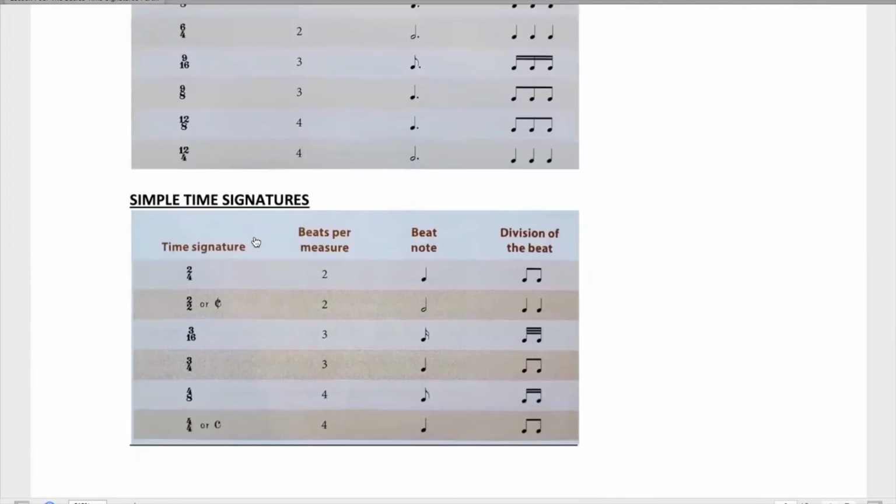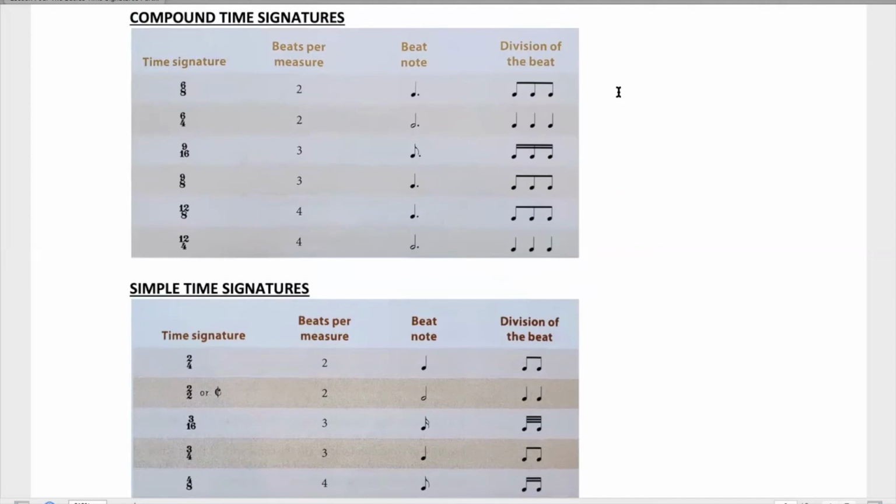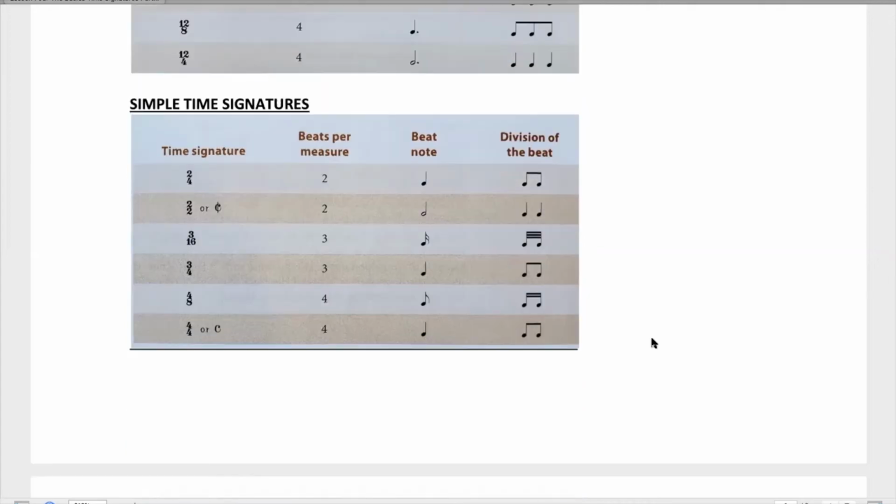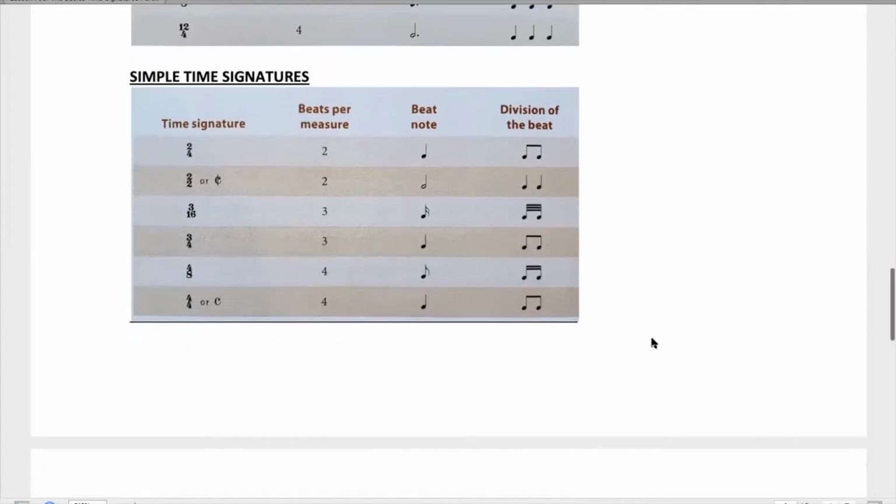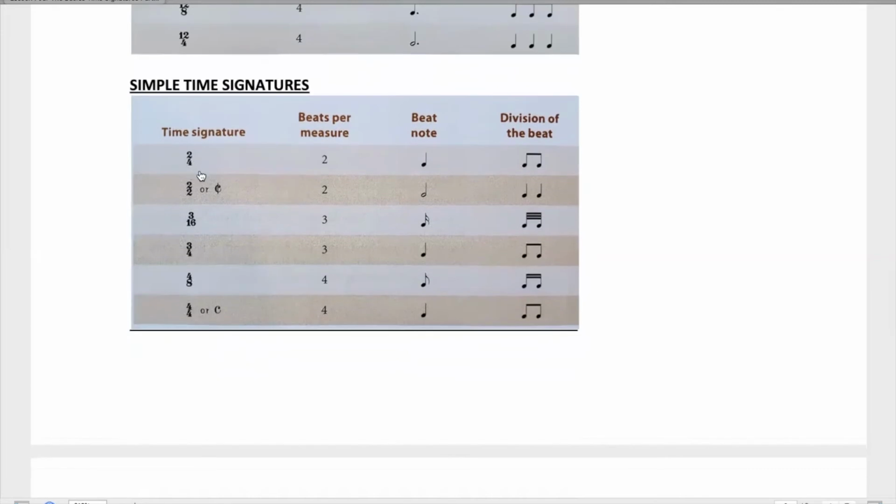Comparing this to simple time signatures: compound time signatures, as I mentioned before, can be subdivided into equal groups of 3, whereas simple time signatures can be subdivided into groupings of 2, such as 2/4 time. There are 2 beats per measure. The unit of measurement is a quarter note, such as this note here. There are 2 quarter notes per measure. And if you were to subdivide the beat, there would be 4 eighth notes. And so on and so forth.